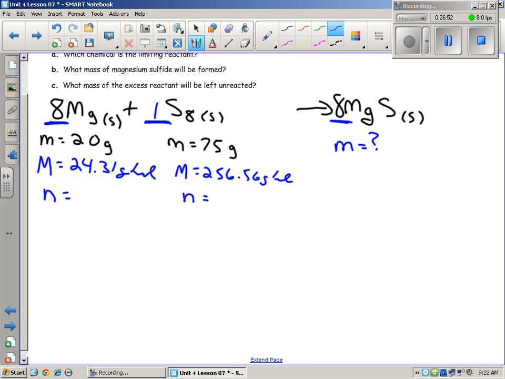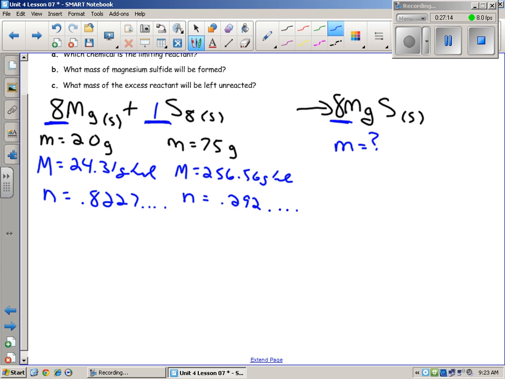So let's find the moles for both of these. If I take 20 divided by 24.31 here, I get 0.8227-ish. And if I take 75 divided by 256.56, I get 0.292. Et cetera, et cetera.